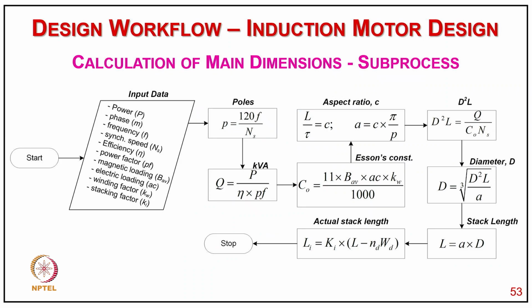Similarly, we can have a calculation of main dimensions as a sub process. To start with, input data: power, phase voltage, frequency, synchronous speed, efficiency, power factor, magnetic loading, electric loading, winding factor, and stacking factor. First we calculate the number of poles corresponding to the speed, then we go for kVA calculation from power, efficiency and power factor. Then we calculate the output coefficient as given by the relation here, then the aspect ratio, another relation, virtually L upon tau, then calculate D square L, then the diameter, followed by stack length, and then actual stack length, and then stop. So, this is the calculation for main dimension.